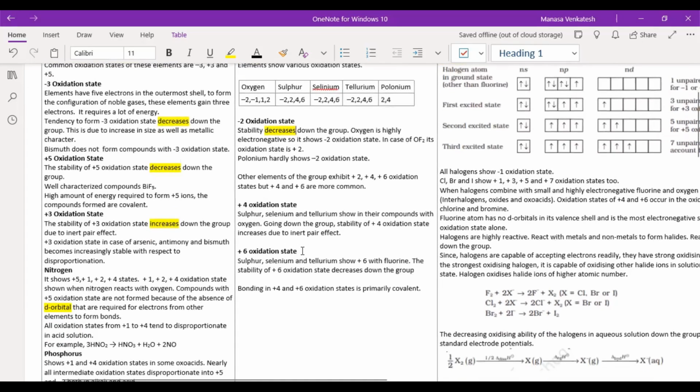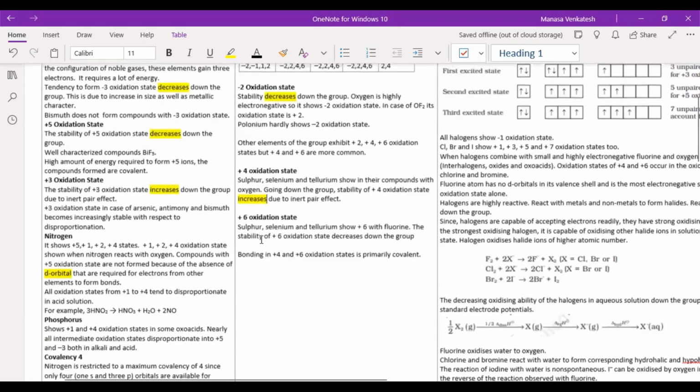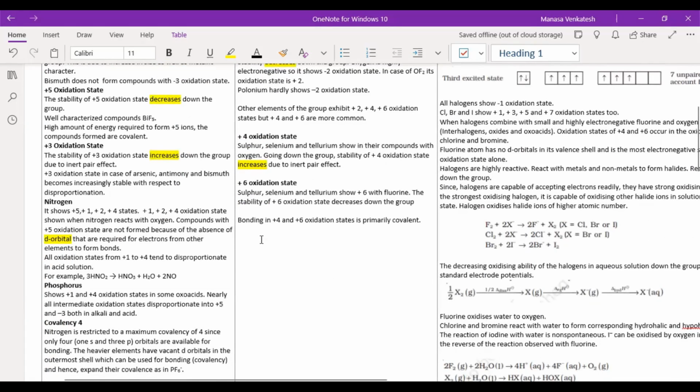Now, let's look at the +4 oxidation state. Sulfur, selenium, and tellurium, they form compounds with oxygen. And this is obviously going to again be because of the high electronegativity of oxygen. Now, when we go down the group, the stability of the +4 oxidation state is going to increase. And this is similar to the case of our +3 oxidation state because of the inert pair effect. So when 4 electrons are lost, then you only have an ns2, and ns2 will show the inert pair, and this will lead to the inert pair effect.